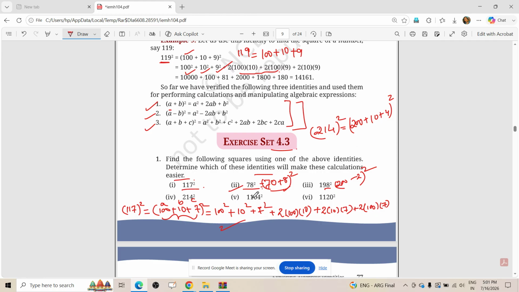What is 1104 whole squared? Tell me. Yes, (1000 plus 100 plus 4) whole squared, that is 1000 plus 100 is 1100, and 4 makes 1104. Okay. And what is 1120 squared? Yes, 1000 plus 100 plus 20. Very good. So you will solve this by yourself?